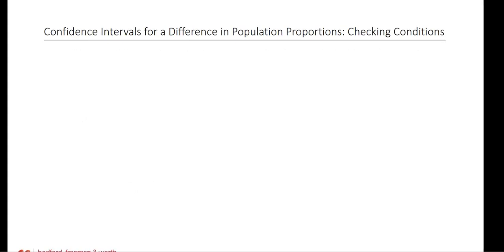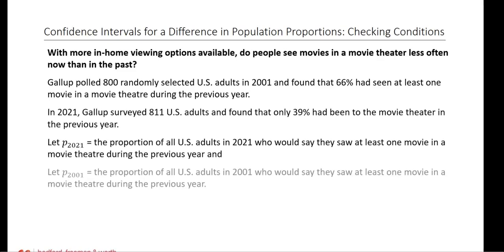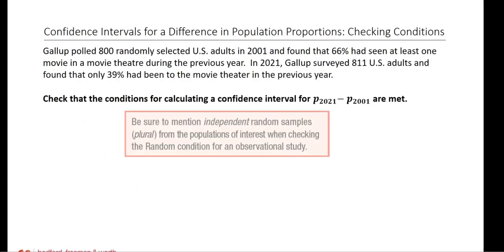The last condition, if you look back at it, is large counts. Make sure to use p hat here for this one. So it would be 800 times 0.66, that's bigger than 10, I'm pretty sure. 800 times 0.34, that's bigger than 10. 811 times 0.39 and 811 times 0.61. Let's see. Oh, interesting.